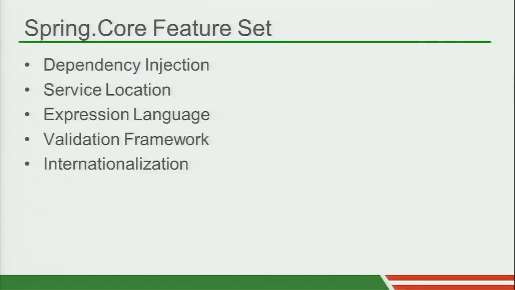So let's talk about the Spring Core feature set. There are two engines that drive virtually everything we get to do in the Spring framework for .NET. The first engine is dependency injection. We also support service location, so explicitly asking for services back from our container. As I mentioned before, we support the Spring expression language and the validation framework.